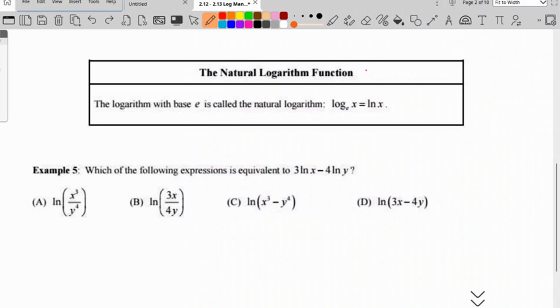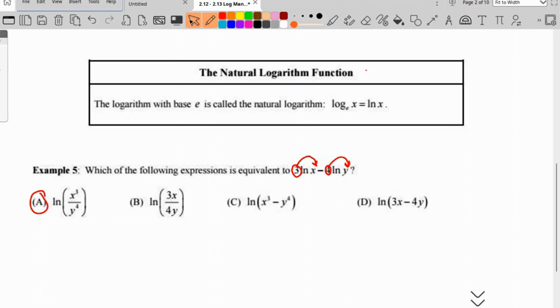Natural logarithm is just a log with a base of e. So log base e of x is rewritten as natural log of x. Which of the following expressions is equivalent to 3 times the natural log of x minus 4 times the natural log of y? So use your log properties. That's a difference of logs. I've got coefficients that I need to bring back up as exponents. So which one of those looks right? It's definitely going to be A, natural log of x cubed over y to the 4th. Very nice.